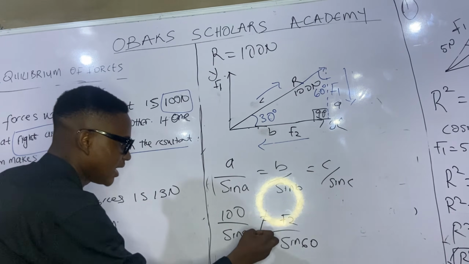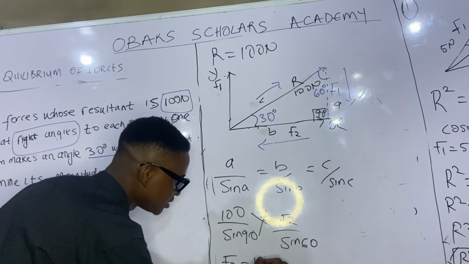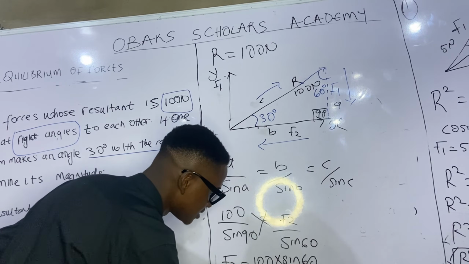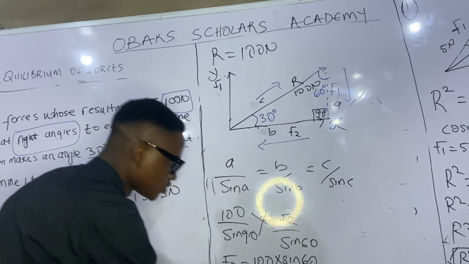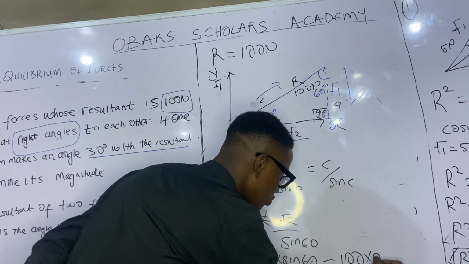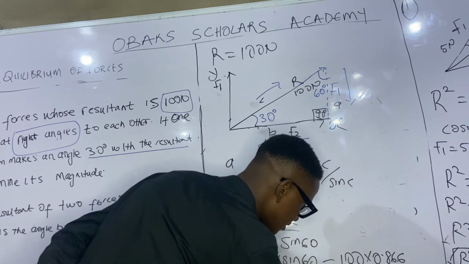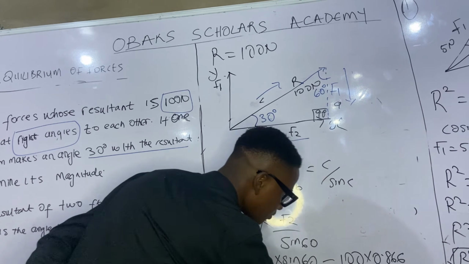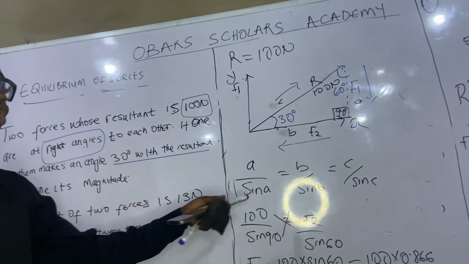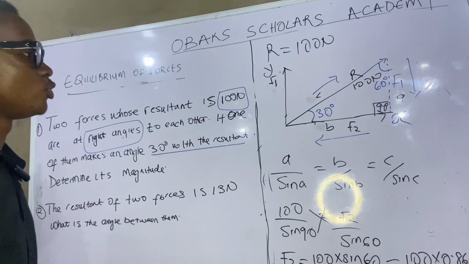So if I multiply and look for F2, F2 is equal to 100 times sine 60 divided by sine 90. Sine 90 is 1. That will be 100 times 0.866 divided by 1. You still get 86.6 Newton. So it's that simple. The sine rule is not something complex. It's also quick, based on how you understand it. So I hope no confusion.